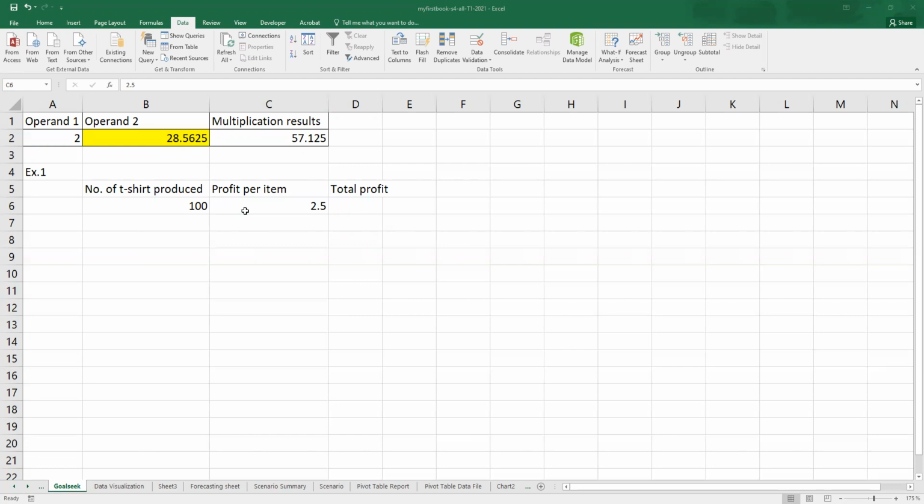And we say that okay, the total profit is the number of T-shirts that we produce multiplied by profit per item. In this case, suppose we say that in this month we want to gain 1 million baht for the profit. How many T-shirts do we have to produce?